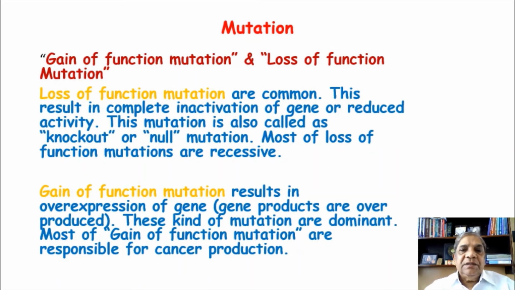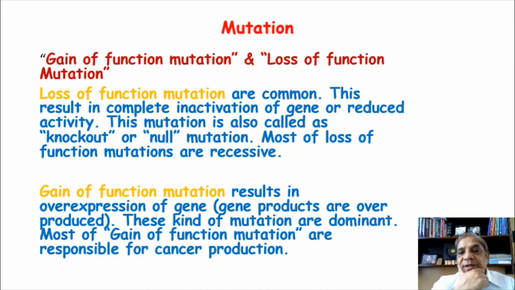Now, a mutation occurring in a gene will not always be harmful, despite the abnormal changes which have taken place in the gene. It may sometimes be beneficial for a person, or for a plant or an animal. Thus mutations are also of two different kinds: gain of function mutation, where the function has increased, or loss of function.